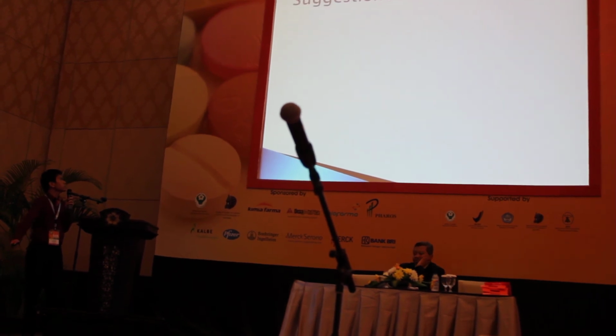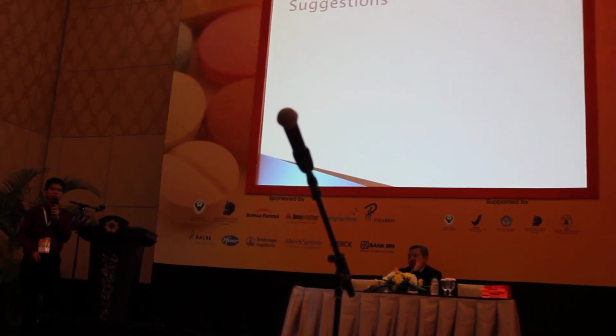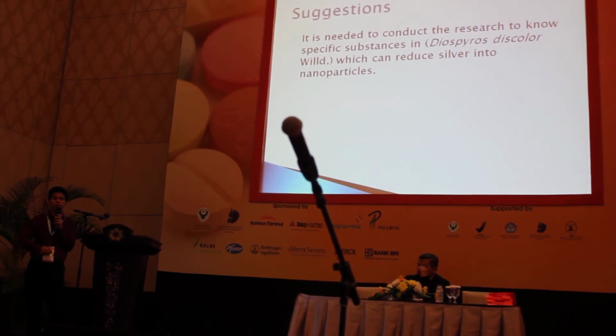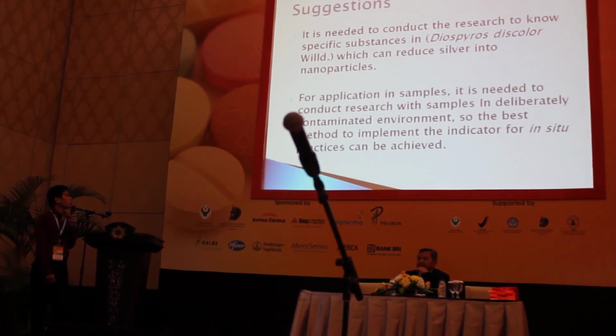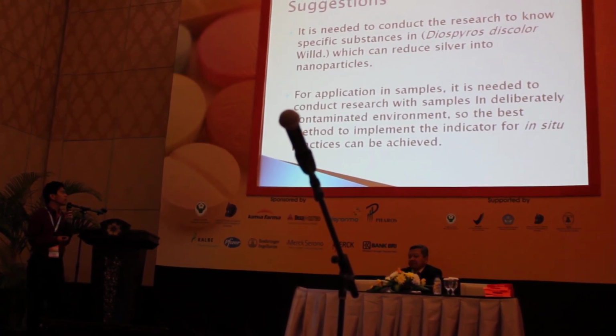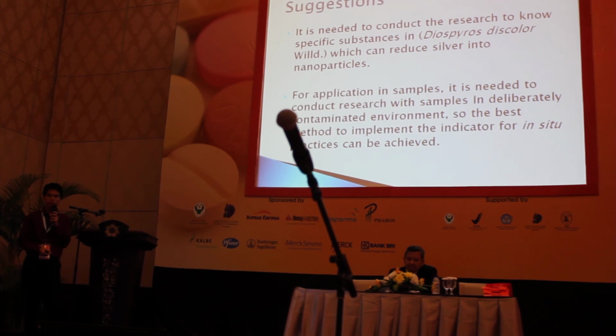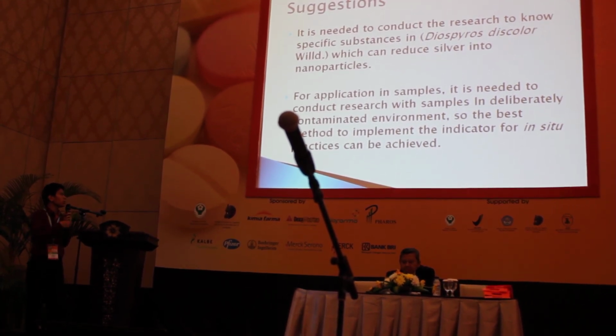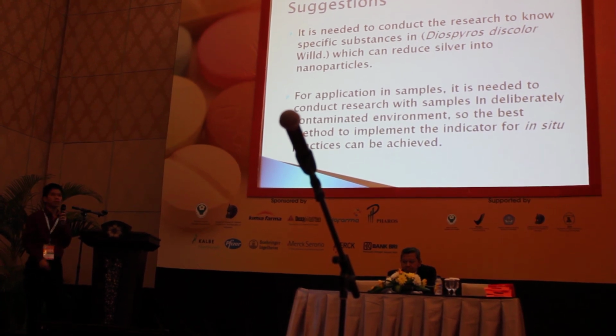And the suggestion is continued research to identify the specific substances in the plants that can reduce the nanosilver. And for application to samples, it is needed to conduct research with samples in a deliberately contaminated environment, so that the best method to implement the indicator for in situ practices can be achieved.